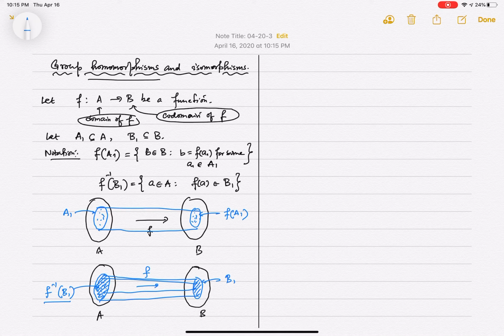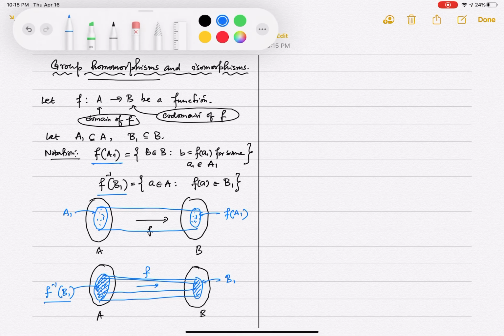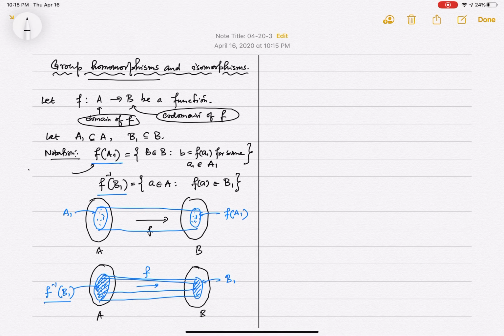Okay. So we'll just use this notation. This is called the pre-image of B1 and this is called the image of A1. This is called the image of A1 under f, and this is called the pre-image of B1.